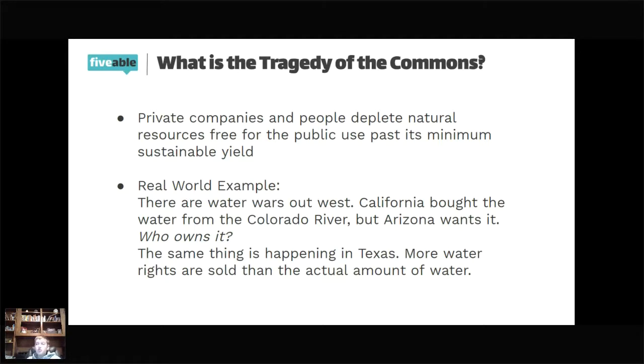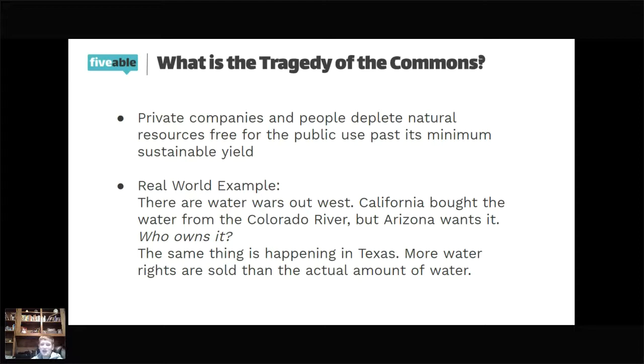So private companies and people can deplete natural resources. These natural resources can be farmers getting groundwater from an aquifer and taking it all up. This can also be cows overgrazing on grass, which is one of the biggest examples of tragedy of the commons. But here's a real world example. There are water wars out west.